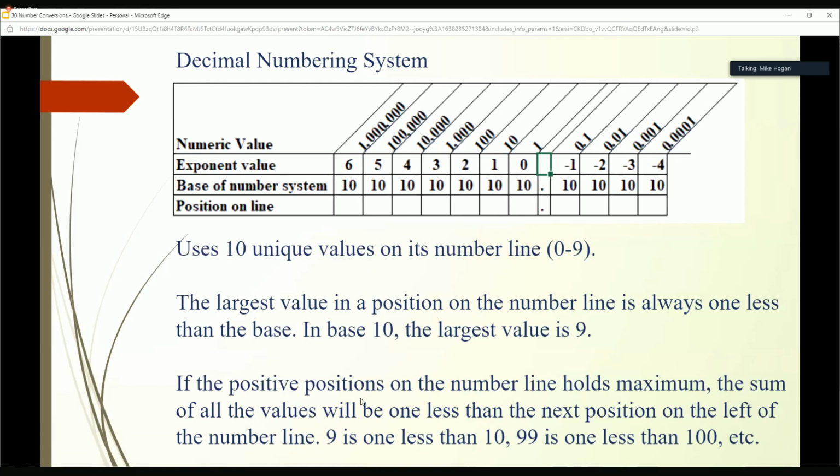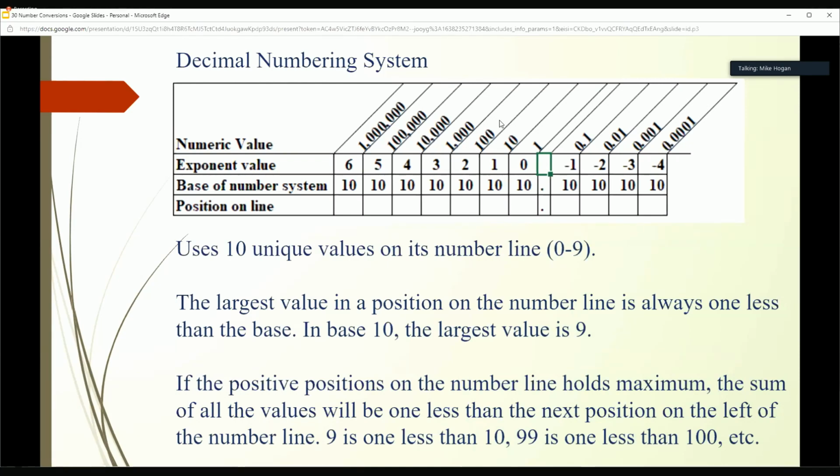Okay, so what they're saying there is that if we would put the maximum value in each one of these weighted columns, it will always be 1 less than the weight of the next column. For example, what I just mentioned here about 9, if we had a 9 here, well, that's 1 less than the weight of the next column, which was weighted 10, right? If we had 99, so a 9 in the 10s column, a 9 in the 1s column, well, that's 1 less than the next weighted column of 100.